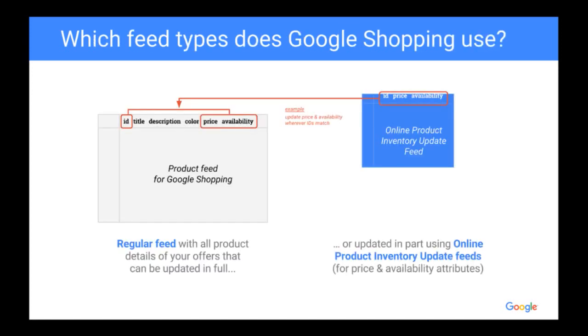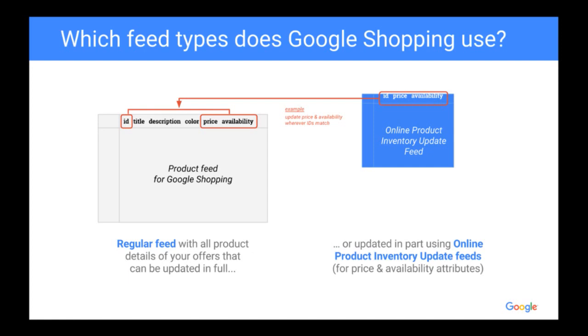So which feed types does Google Shopping use? There are actually two types. The first one, the one on the left, is what we talked about. That's the core product feed. That's essentially the holistic set of information that you submit about your product inventory. That has everything from the product ID, the title, the images, the price, and the availability.